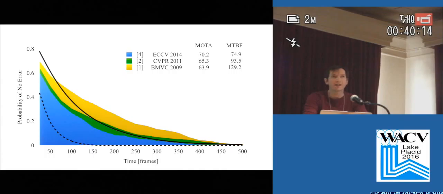It seems that by introducing the MOTA score, researchers tend to make the errorless tracklets shorter. It means that we are actually doing something opposite. We are creating trackers which work for a shorter time.